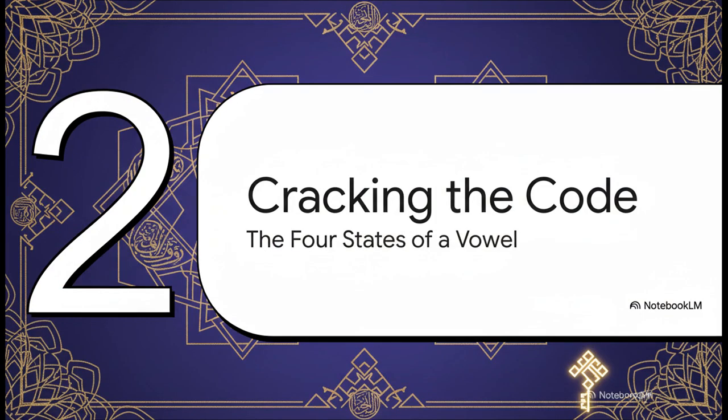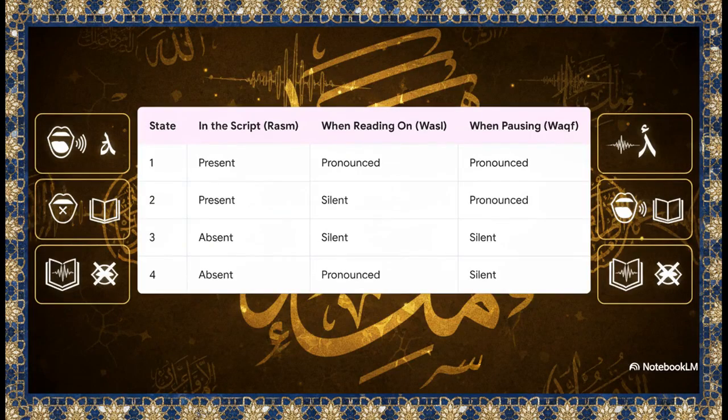Now, here's where it gets really cool. When you combine these 3 contexts, something incredible is revealed. It turns out that any long vowel in the Quran can exist in one of 4 possible states. Think of it like a matrix of rules that dictates if a vowel is written, spoken, or both. This is the master key to the whole thing. And here it is. This table is basically the Rosetta Stone for the Quran script. Just look at the patterns.